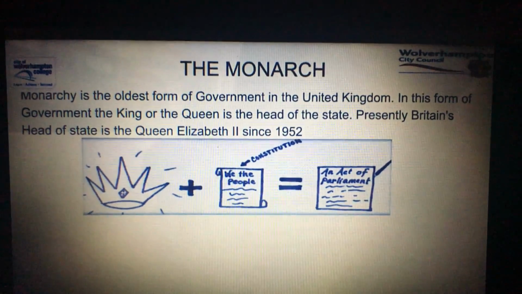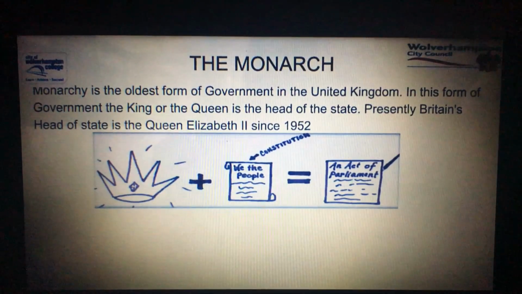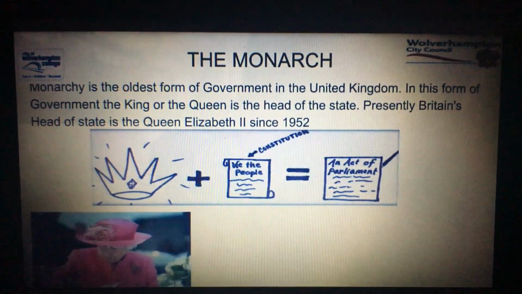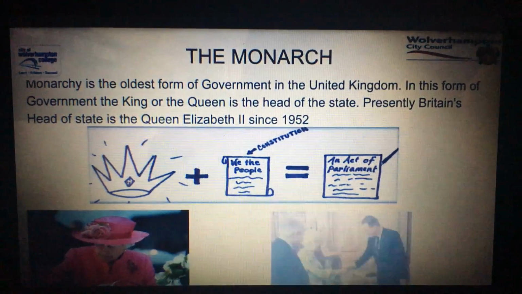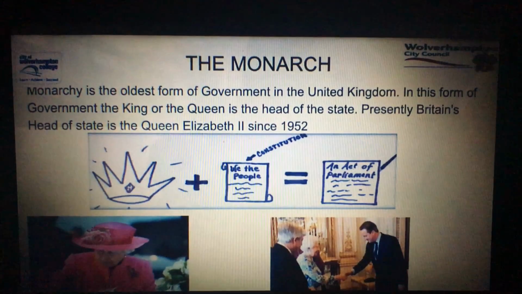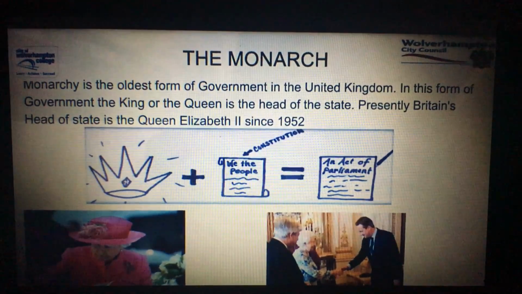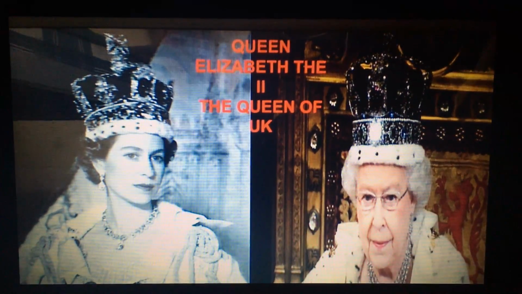Presently, Britain's head of state is Queen Elizabeth, since 1952. The responsibilities of the Queen of UK are to sign bills and make them law, called royal assent. She also warns or gives suggestions to the British Prime Minister about consequences of any important decision. Queen Elizabeth II, the Queen of UK.